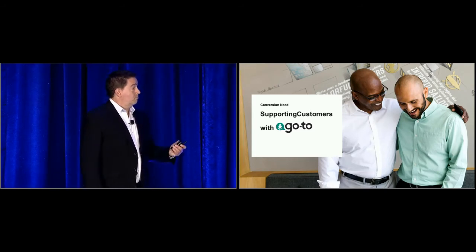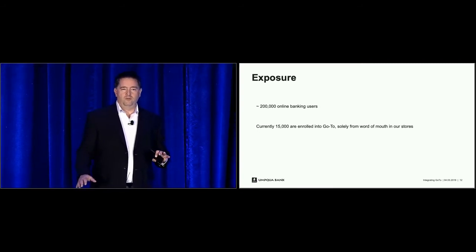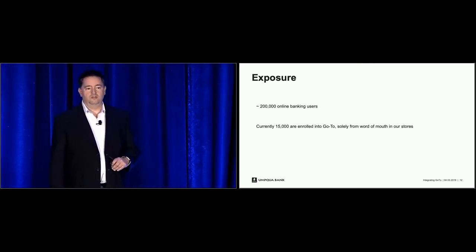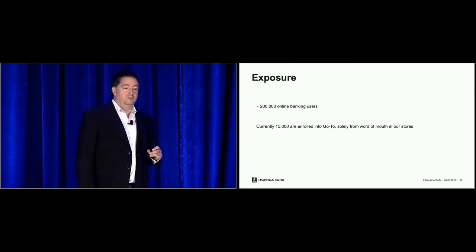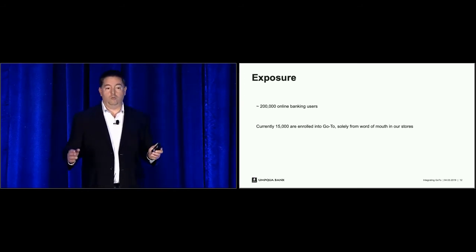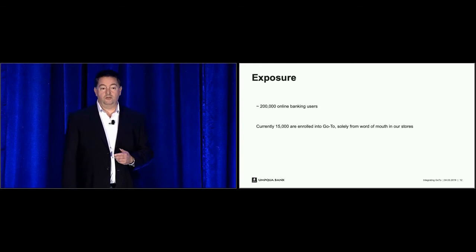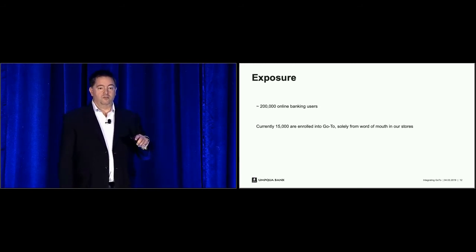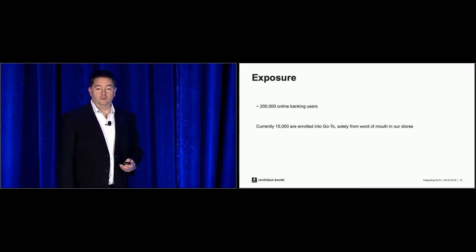All right, so let's move on to the sizing. Our numbers right now is we have roughly 200,000 online banking users in the consumer space. And right now we have about 15,000 enrolled in GoTo. The reason this number is so low is that we like to go with the crawl, walk, run policy with our applications. And so we're being very slow and careful and methodical because we have to train our customer support people who are actually the same people that you might meet at the branches, as well as make sure that the software is in good shape. So this is strictly from word of mouth that we have 15,000 users at the moment.